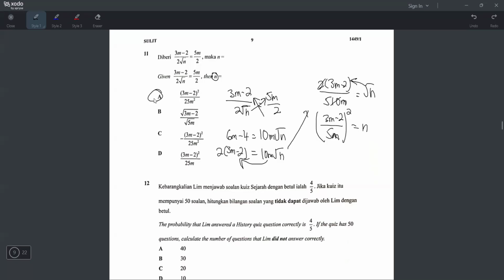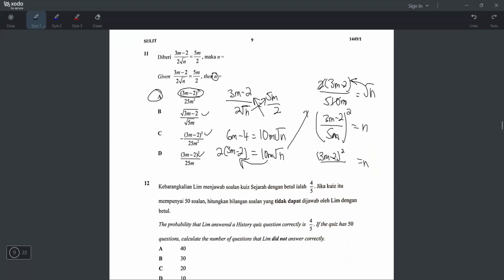Okay, so let me explain. Because I told you already, this square means what? It means the up one also has to square, the down one also has to square, right? But if you look at all the answers, the up they put (3m minus 2) square, 3m minus 2, 3m minus 2, 3m minus 2. So all the answers here got 3m minus 2. That means I will not square it. I will just write (3m minus 2) square like this, right?